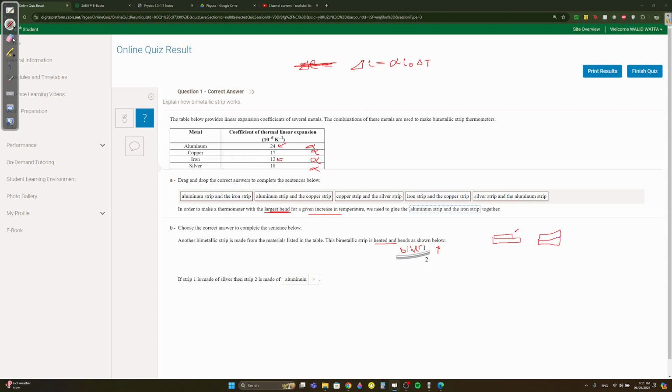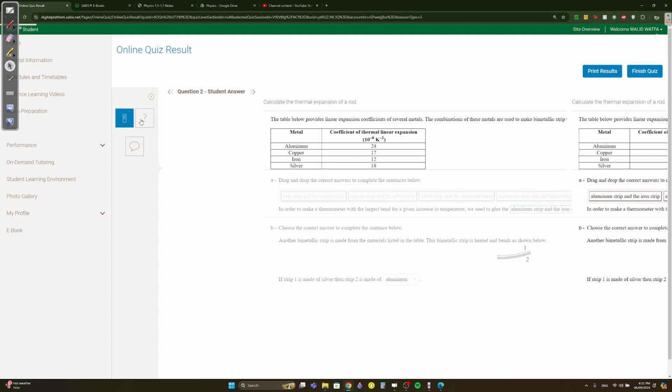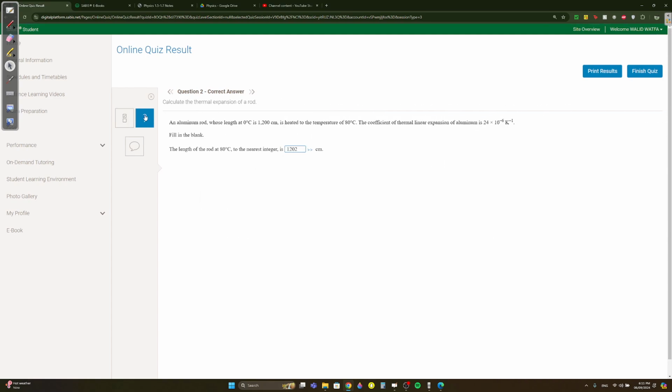Okay. So that means silver had the lesser alpha. So from this table here, silver has less alpha than what? It has less alpha than aluminium, right? So the only possible one that metal 2 can be is aluminium. Question 2. Calculate the thermal expansion.